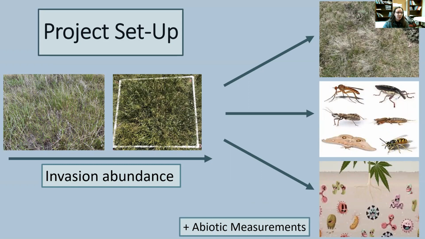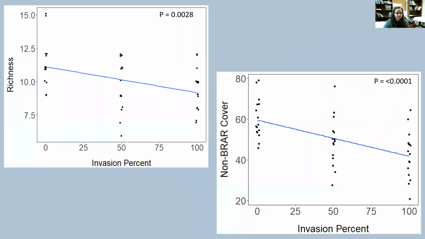Then this past October, I sprayed an herbicide to remove Bromus arvensis from half of my plots. And then this summer, I will recollect all of the different trophic level and abiotic data to see how the community changes in response to invasion removal. Recovery of this ecosystem after invasion will play a key role in understanding both how Bromus arvensis causes changes to rangelands and how rangelands are able to bounce back after invasion removal.